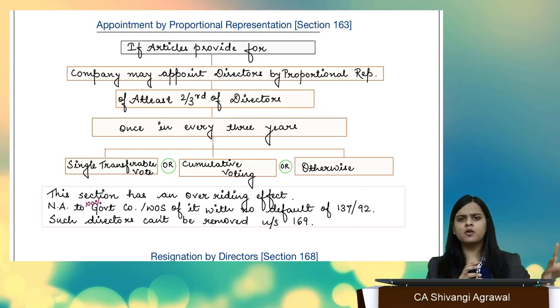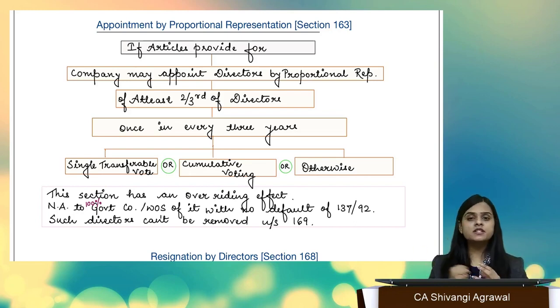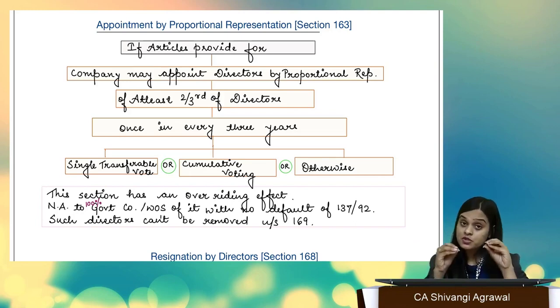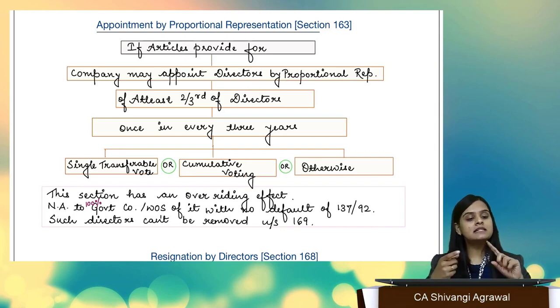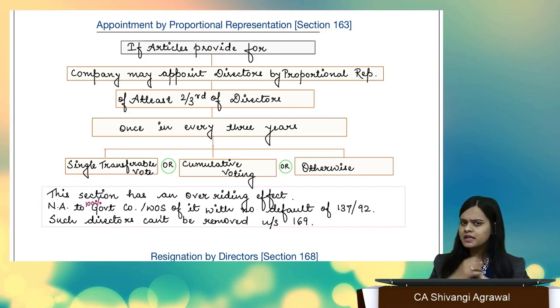This is by simple majority. The minority shareholders might say that we cannot propose someone, our proportion is not being represented, etc. So we have differential voting methods. What are the three voting methods recognized by this section? Single transferable vote, cumulative voting, or otherwise. So you have to remember these three names. The procedures are explained in the regular classes.